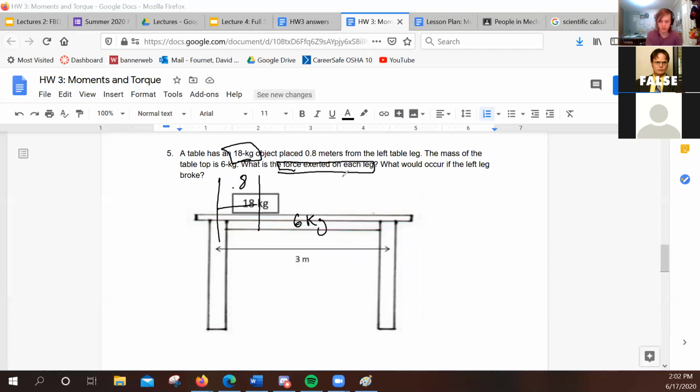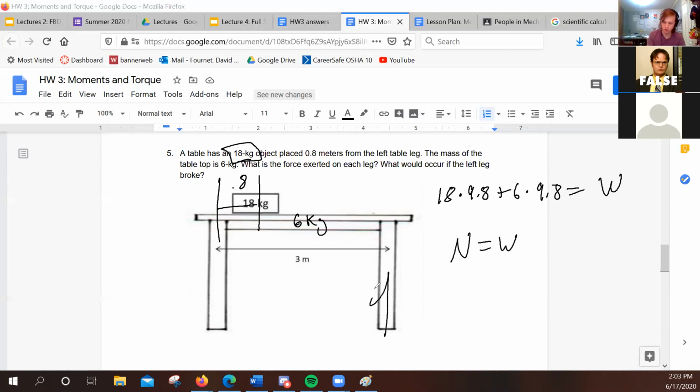And the reason that specifically is interesting is we can't just look at the forces. Because if we just looked at the forces, we'd basically say, okay, 18 times 9.8 plus 6 times 9.8, because that's the mass, and then both of them multiplied by gravity, is going to equal our weight force, right? And then we'd say normal equals weight, and we'd say, okay, well, there's these two normal forces applied here, and they're each half of the weight, right?